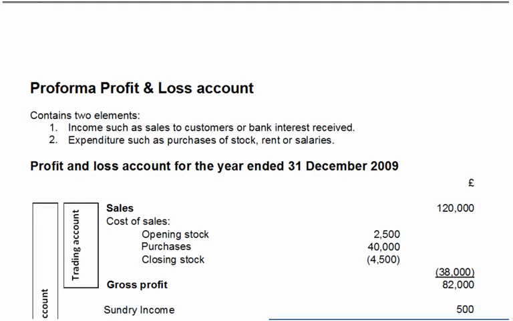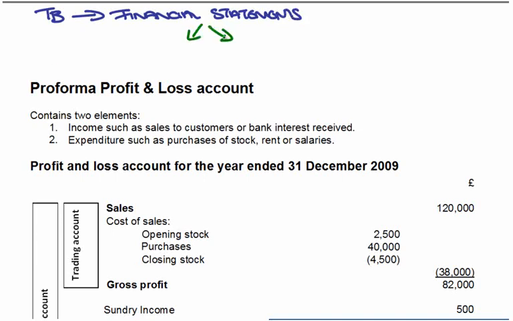Now, in your exam, what you're going to have to do is take a trial balance, which will be provided to you, and basically complete some financial statements. Now, what do we mean by the financial statements? Well, that can be split into two parts. First one being your profit and loss account. And sometimes you might hear this called the income statement.